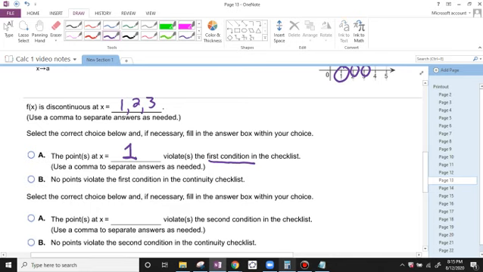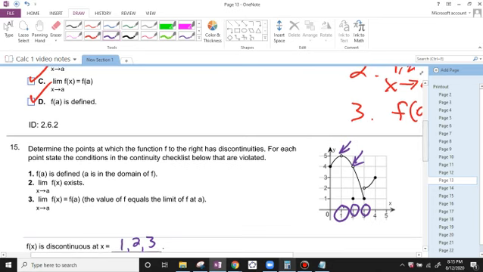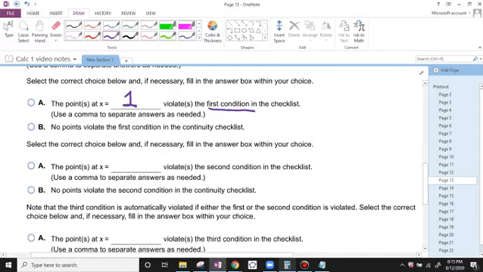Which one violates the second condition? That is to say that there is no limit at one of these values. Well, the limit exists at 1. The limit from the left and the limit from the right give you 5. The limit at 2 exists. The limit from the left and the limit from the right gives you 4. It's at 3 where the limit from the left is 1. The limit from the right is 2. There is no limit for 3. 3 violates the second condition.